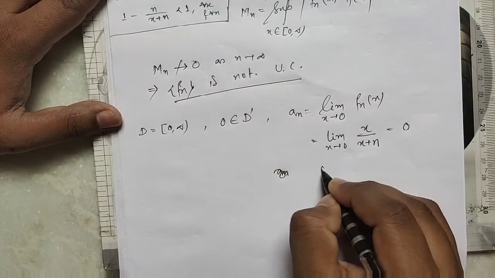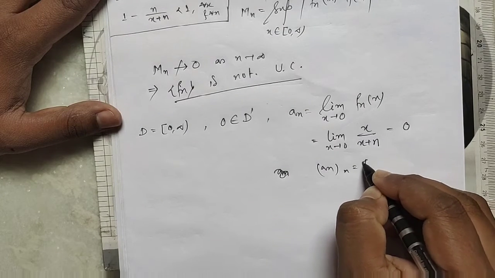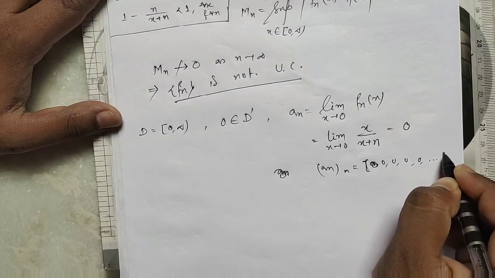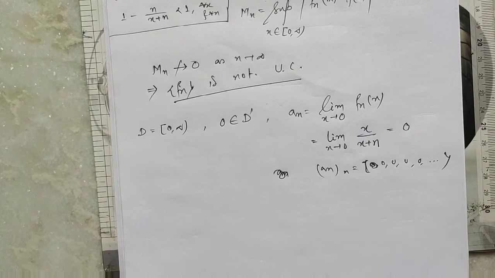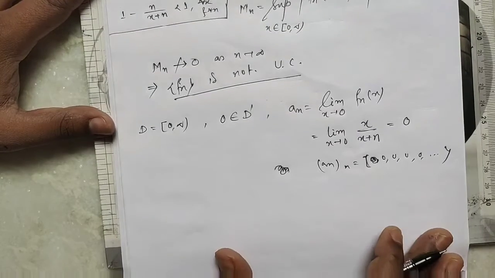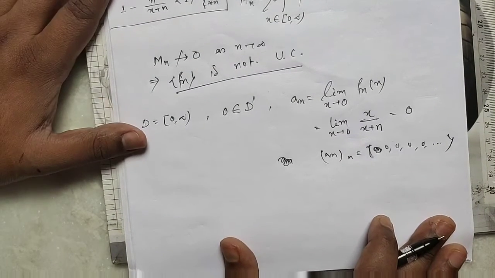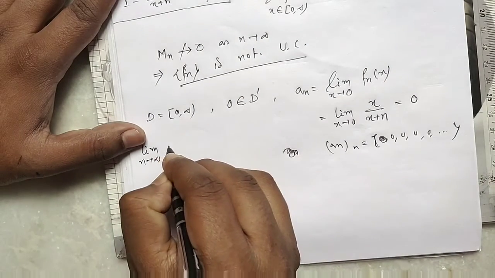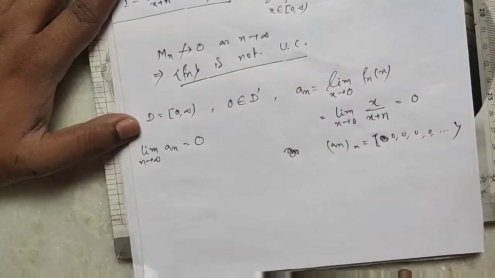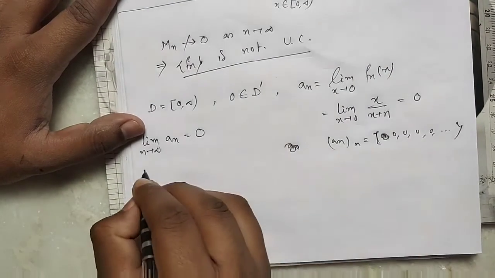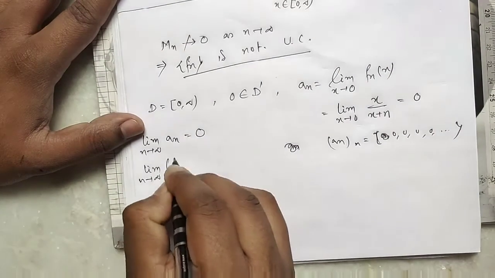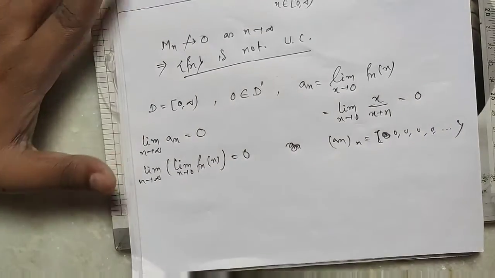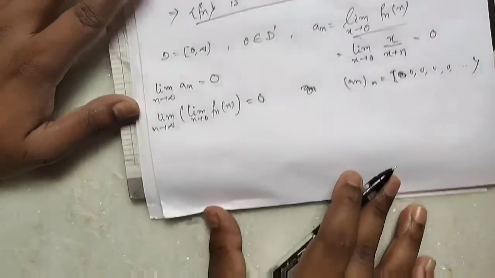So the sequence is 0, 0, 0, 0, and so on. This is our sequence. So the limit as n tends to infinity of an equals 0, that is, the limit as n tends to infinity of the limit as x tends to 0 of fn(x) equals 0, because an is this.